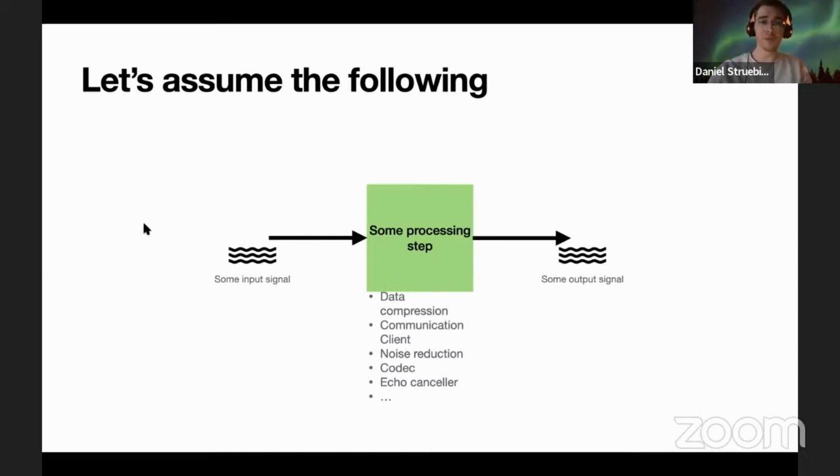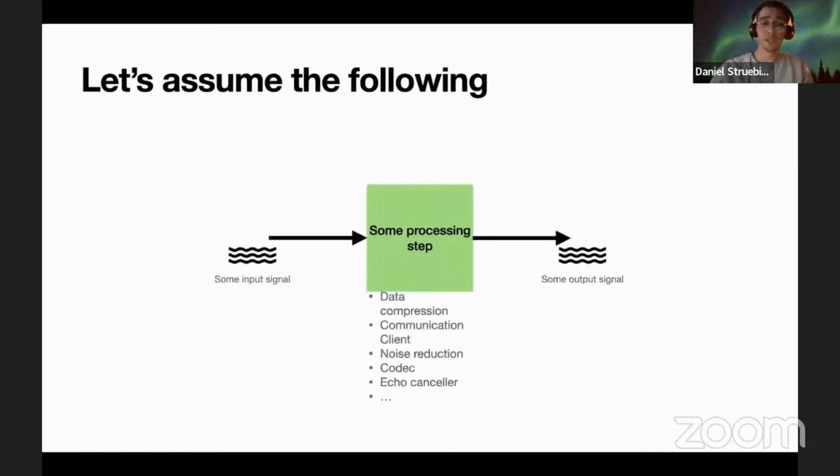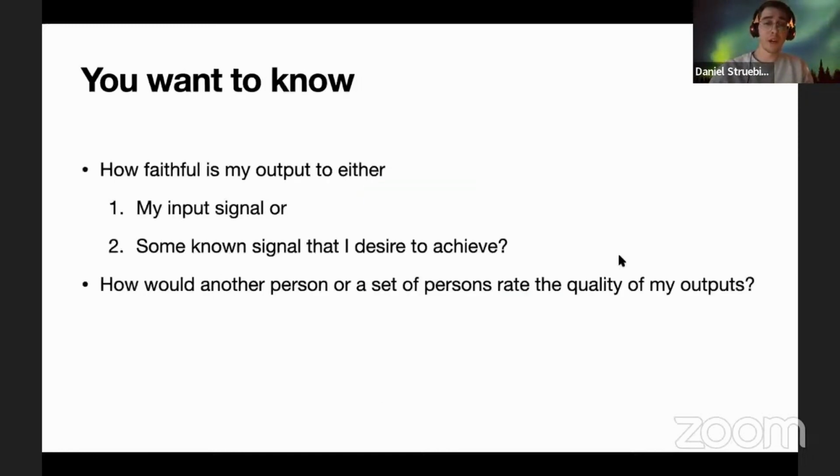So let's assume that you have this step. You have an input signal, you have a processing step, and you have an output signal. And you want to assess the qualities of that output signal. That's the situation that we're dealing with, basically. The question you want to answer is: how faithful is my output signal? So this guy right here, how faithful is that to either my input signal, if you want to preserve as many qualities as you possibly can, or, and I hope that is easy to wrap your head around, some known signal that you desire to achieve.